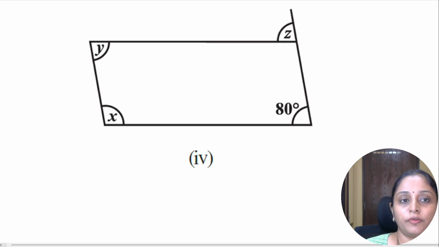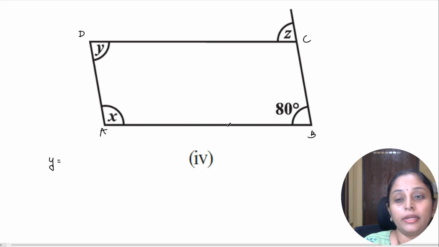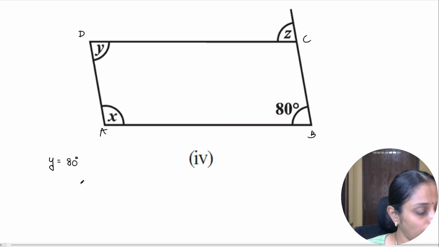So here I have to find x, y, z. First, I think y is the easiest one because it is opposite to 80 degrees. So if this parallelogram is ABCD, B and D are opposite angles, B is given as 80 degrees. Therefore, y is also equal to 80 degrees. Okay, so we got y.